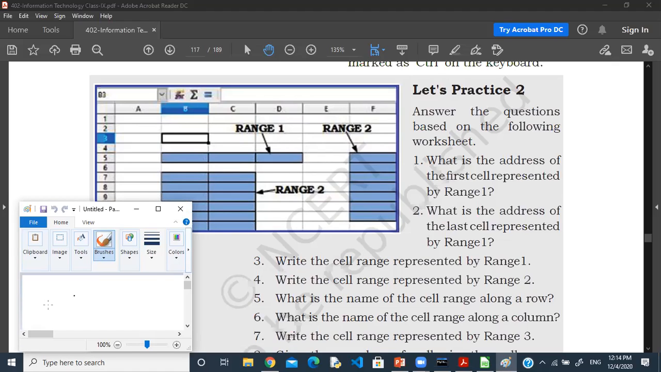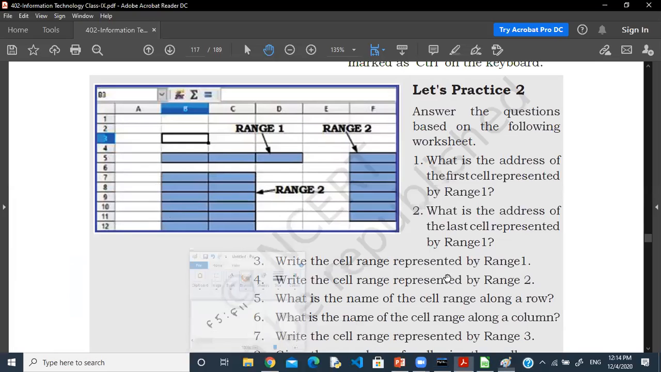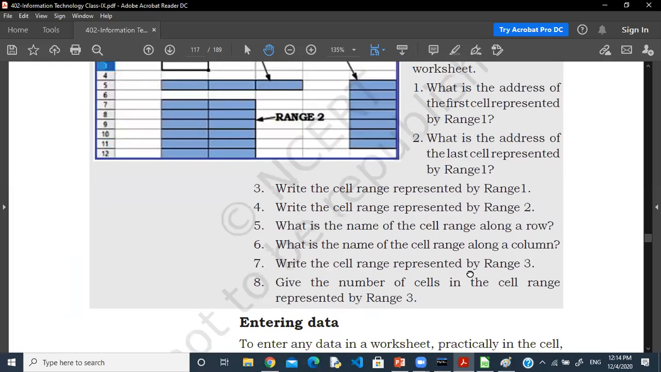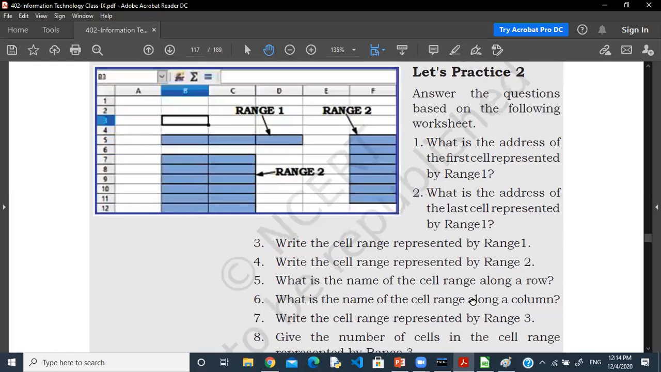Yes, all of you. What is the range represented by range 2? This is F5 to F11. Very good. F5 to F11. Very good. Okay. What is the name of the cell range along a row?